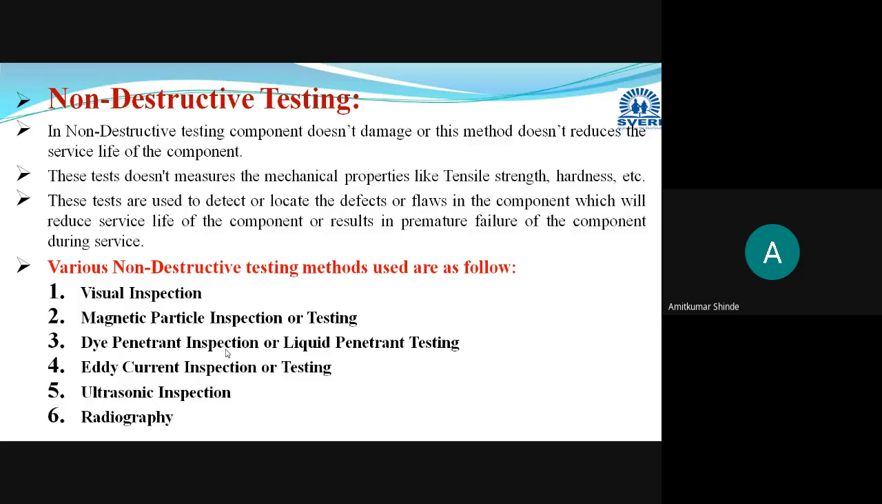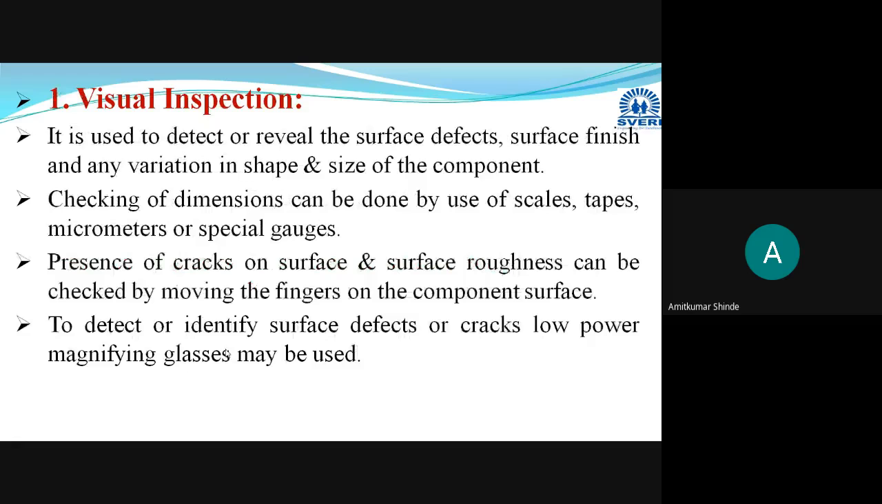We will start with the first non-destructive testing method, that is the visual inspection. Okay, this is the first method. Now, in this visual inspection method, we are just taking the final component, and the inspection is done with the help of our eyes only. We are doing it with the help of eyes, and by using some basic tools we are checking its shape, size, and surface finish.